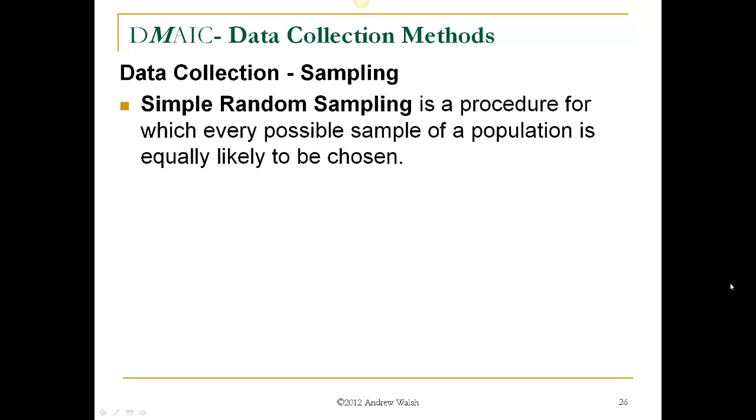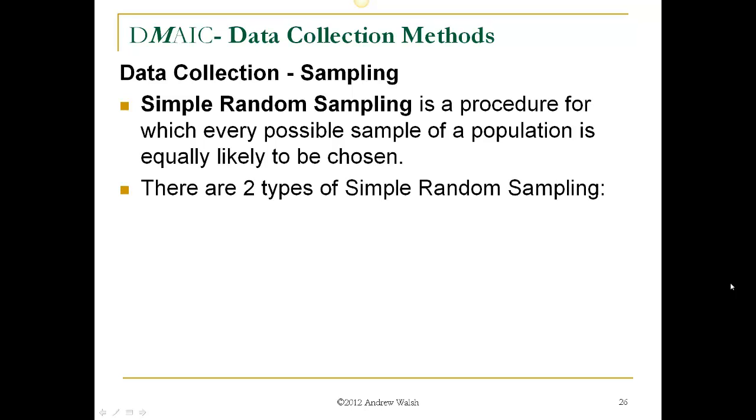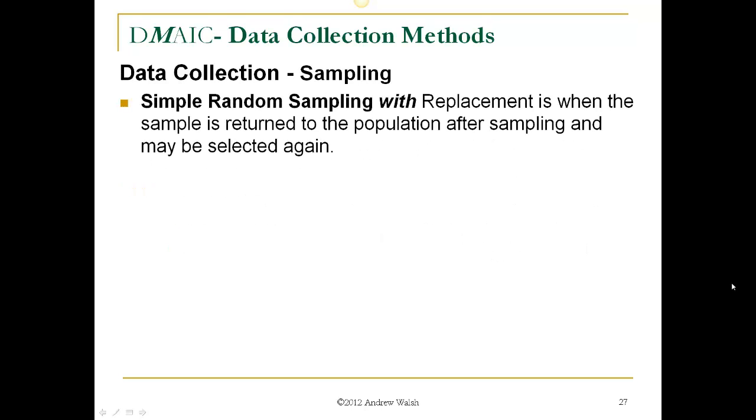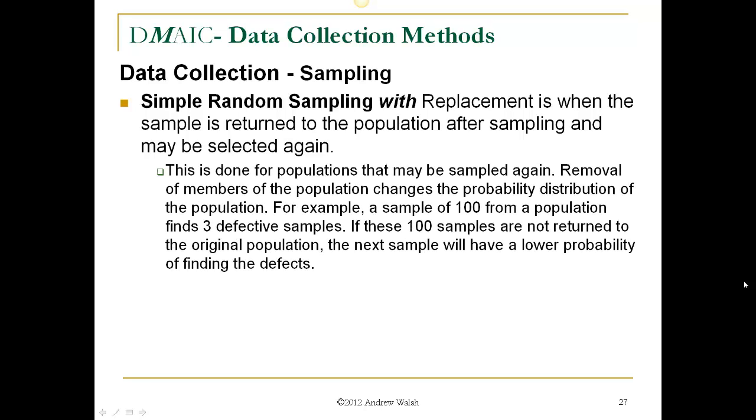Simple random sampling is a procedure for which every possible sample of a population is equally likely to be chosen. There are two types: simple random sampling with replacement, and simple random sampling without replacement. Simple random sampling with replacement is when the sample is returned to the population after sampling and may be selected again. Now, this is done for populations that may be sampled again and again.